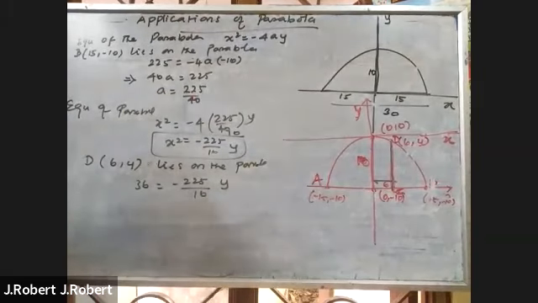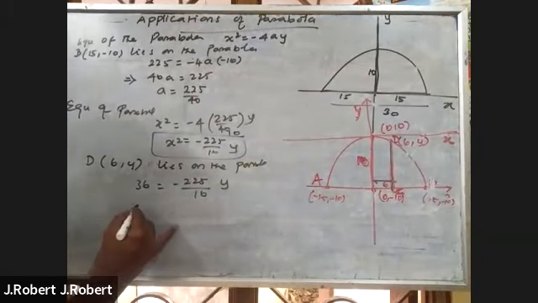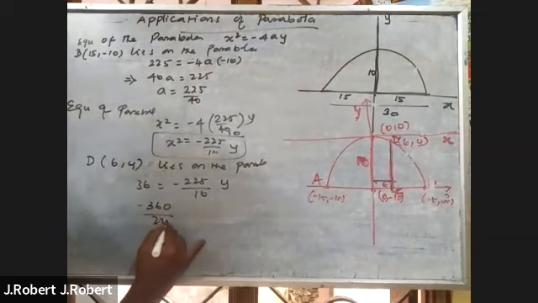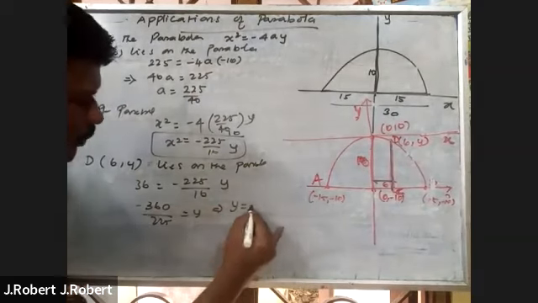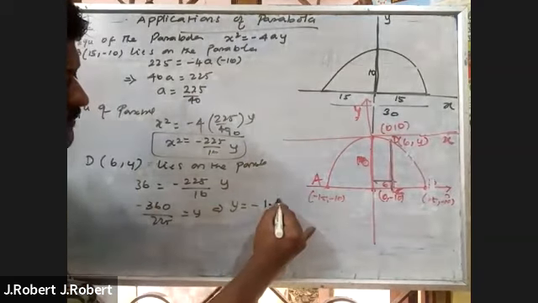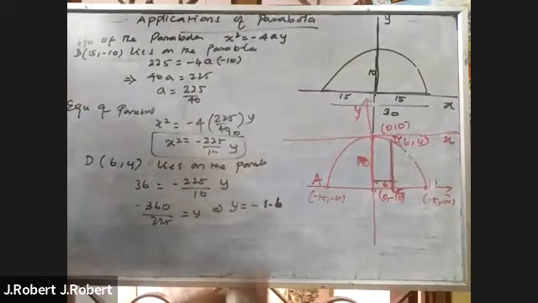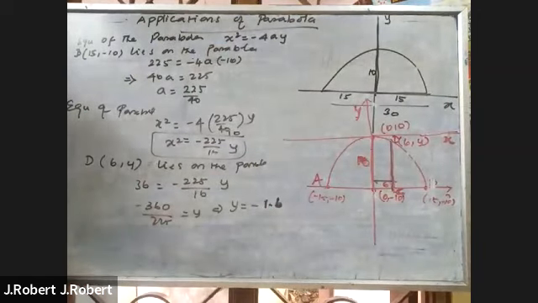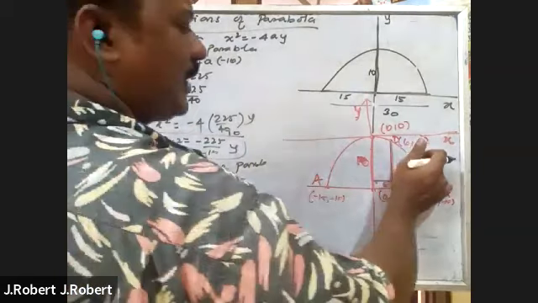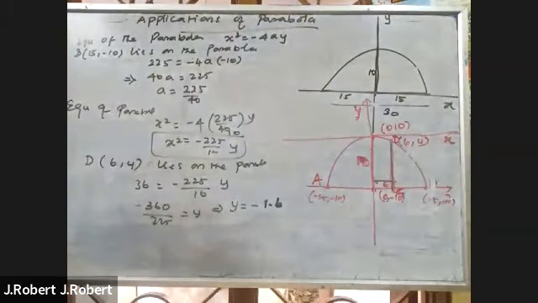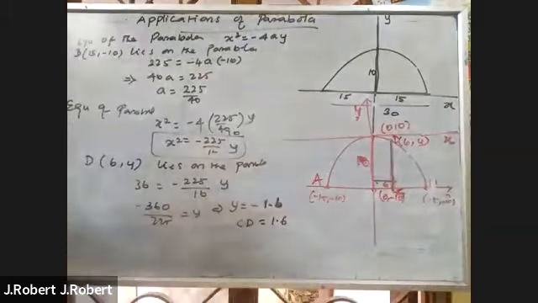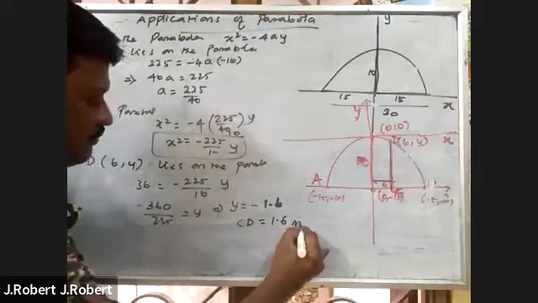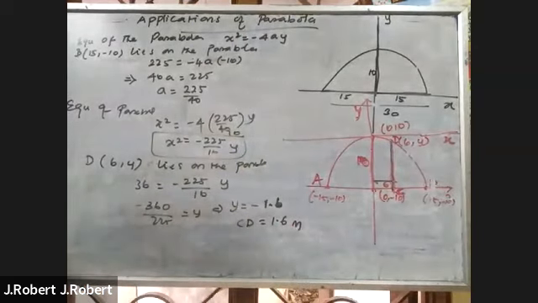Cross multiply, minus 360 divided by 225 equals to y. This will give you y is equals to minus 1.6. சரிங்களா? ஏன் இது மைனஸ்னா இது x axis கீழே இருக்கு, அதனாலதான் மைனஸ். அப்போ your y is equals to minus 1.6. டிஸ்டன்ஸ்ல எடுக்கும்போது your DE is equals to 1.6. மீட்டர்ஸ்ல இல்லையா? 1.6 meters.